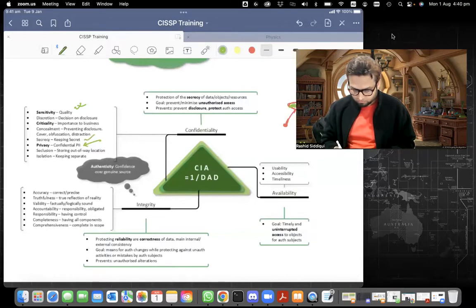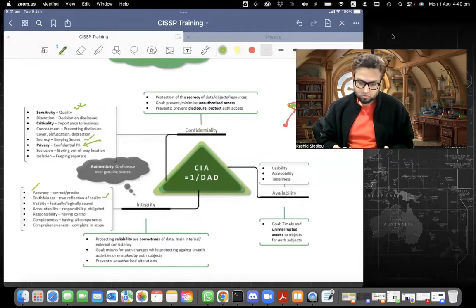Integrity is about basically maintaining the authenticity or having confidence in the genuine source of data. That's integrity. The terminologies associated with integrity are accuracy. We all know what is accurate, like having the precise or correct value is accuracy. Truthfulness is the true reflection of reality. Sometimes the data could be accurate, but it's not truthful. I think I explained that in my previous video. Validity is that the data should be factually correct, factually sound, and it should be logical.